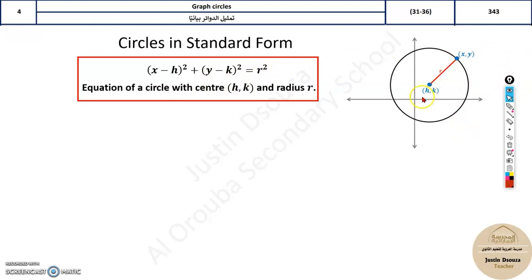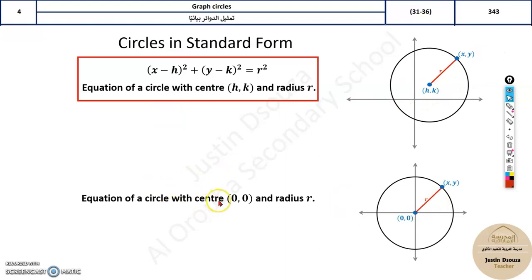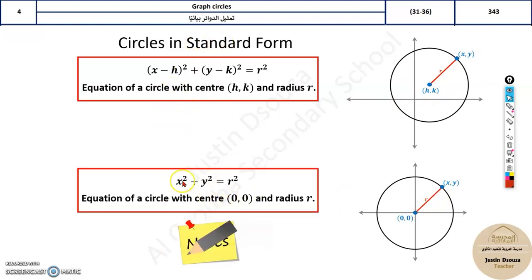Now, sometimes the center will be 0. When the center is 0, it reduces to only this much. This is the formula: x square plus y square equals r square. What happens is h and k are 0, so if you simplify, you're remaining with this much.